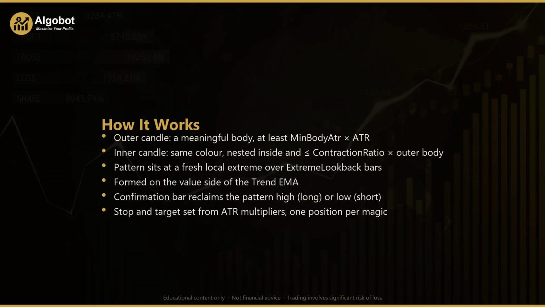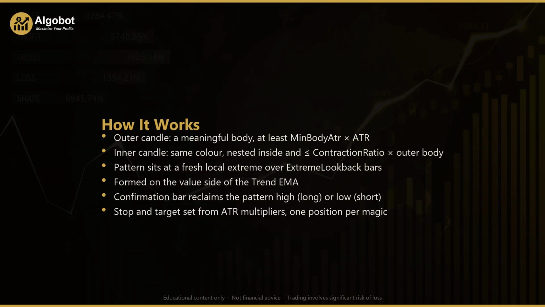For a long setup, the strategy first checks that both the outer and inner candles are bearish, meaning each one closed below its open. Next, it measures the bodies. The outer candle's body must be meaningful in size, at least the MinBodyAtr setting, which defaults to 0.5, multiplied by the current average true range. This makes sure the first push was a real move and not just noise. Then the inner candle's body must be genuinely smaller, no larger than the contraction ratio, defaulting to 0.7 times the outer body, and it must sit entirely inside the outer body. That nesting and shrinking is the momentum quietly fading away.